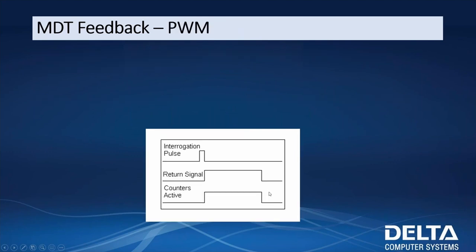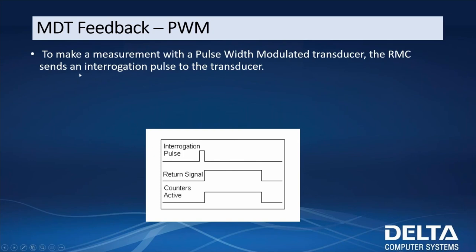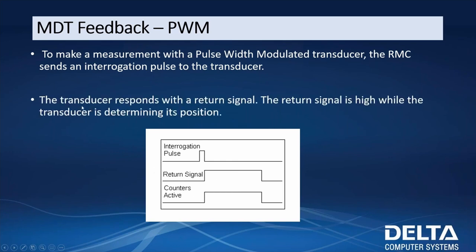So the other option we were talking about is PWM. It's very similar to what we were seeing before. Again, you're going to send an interrogation pulse, right? This interrogation pulse comes from your RMC. But we get a different return signal. The return signal is high while the transducer is determining its position, right? So instead of a start pulse and a stop pulse, you just see this signal here.